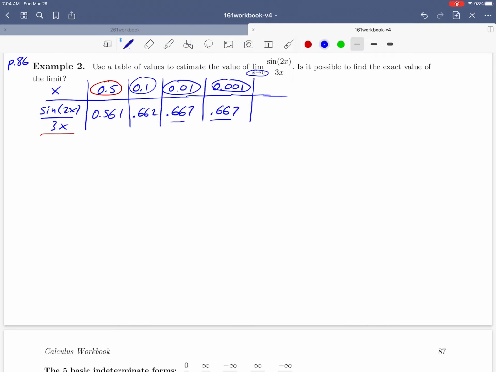The fact that those last two numbers repeated indicates that we're probably going to keep getting that number over and over again if we round off to 3 decimal places. So our best guess for the limit based on the table is that this limit appears to be about 0.667.